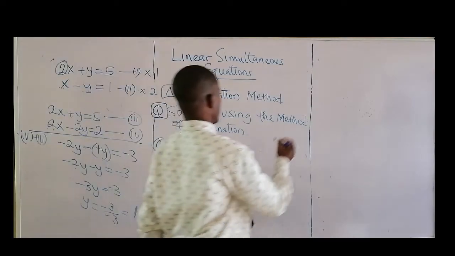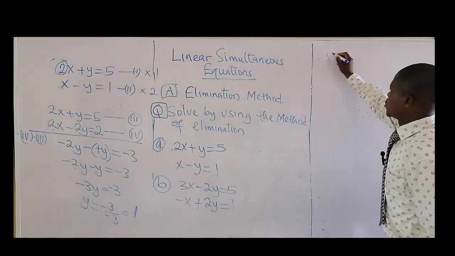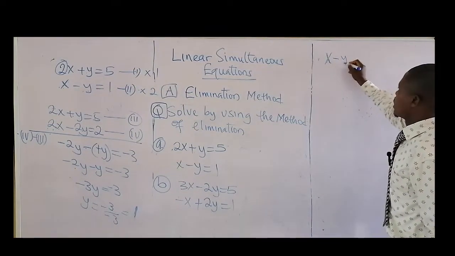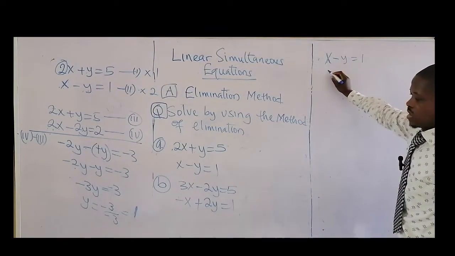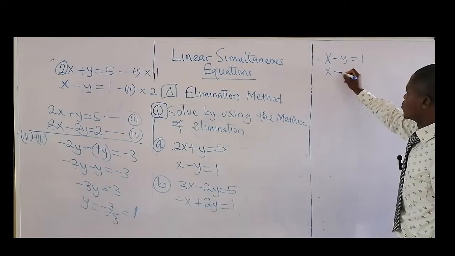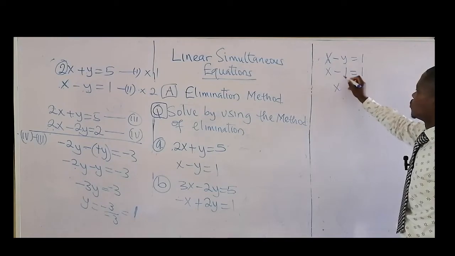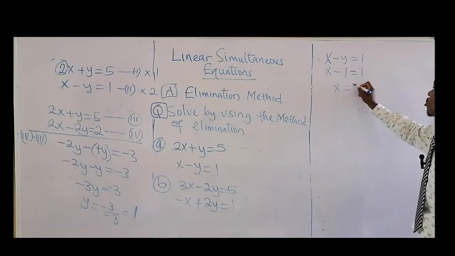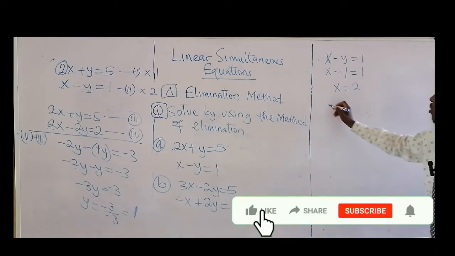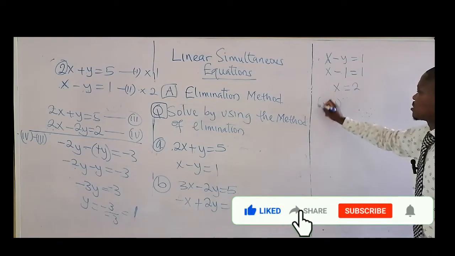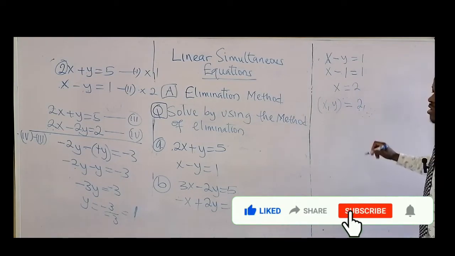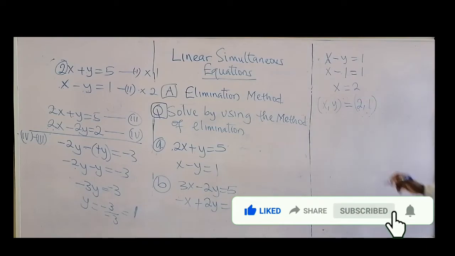Okay? So using the second equation, x minus y equals 1. y is what? 1. Okay? So move this minus 1 to the other side. So you have 2. So your x, y coordinates is equal to 2, 1. And that finishes that method for elimination now.